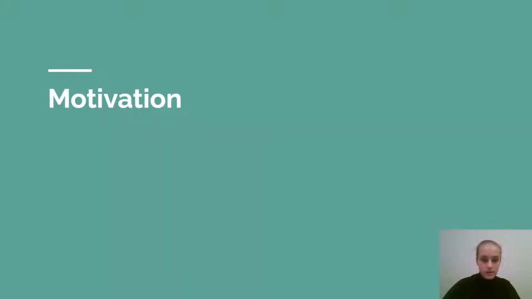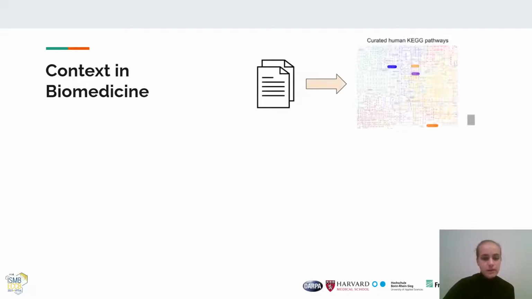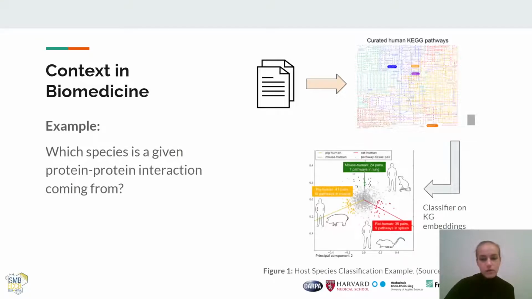So to start, what is the motivation of our project? Well, our goal is to create a complete and contextualized representation of biological processes. Typically this is done through the use of large-scale knowledge graphs, which are extracted based on lots of biomedical literature. One can train knowledge graph embedding models for various classification purposes, such as the classification of a species in which a given protein-protein interaction might be coming from.